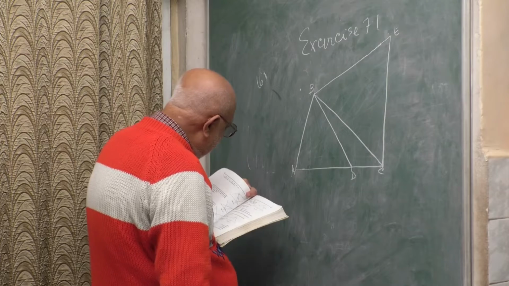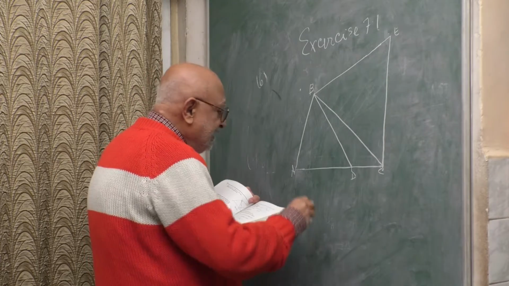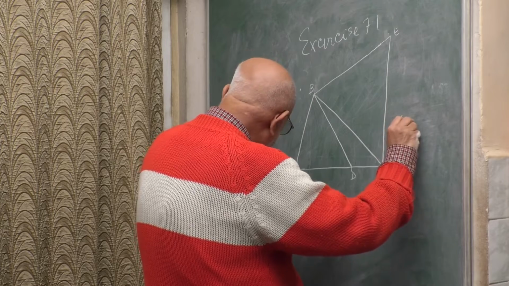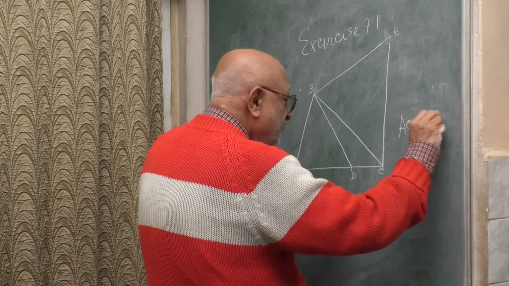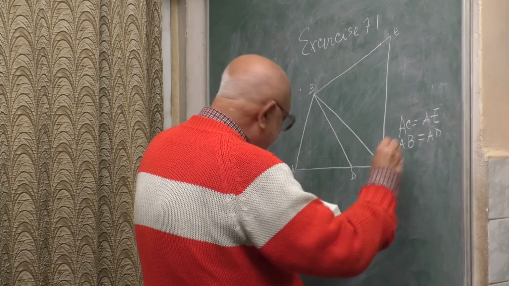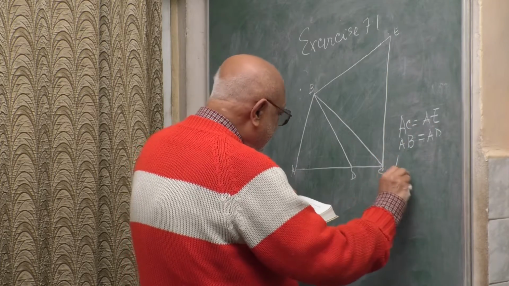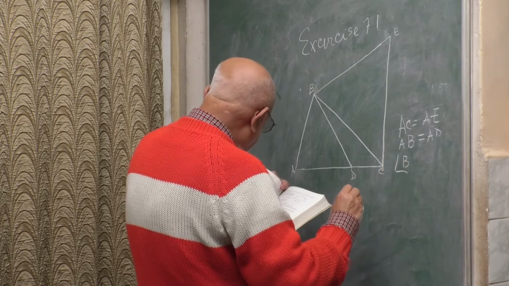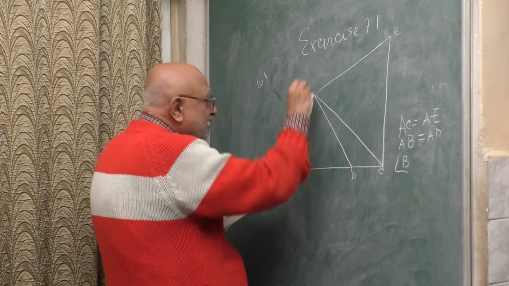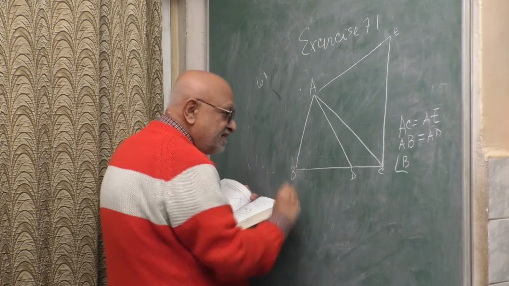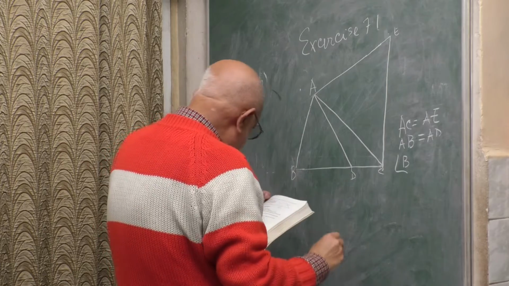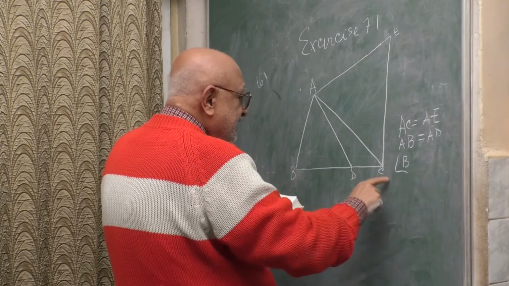What does it say? It says AC is equal to AE, and AB equal to AD. Sorry, here I made a mistake, that's why this is not fitting in properly. This is A and this is B, but it doesn't change anything. And now this is C, this is D. So AC is equal to AE.